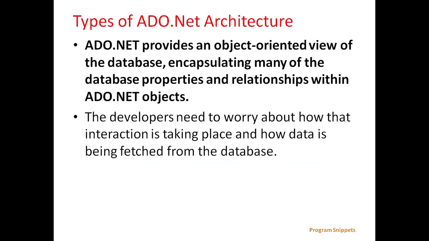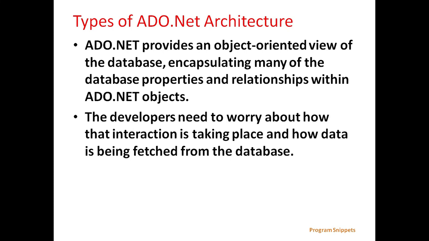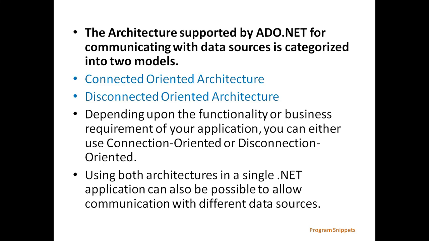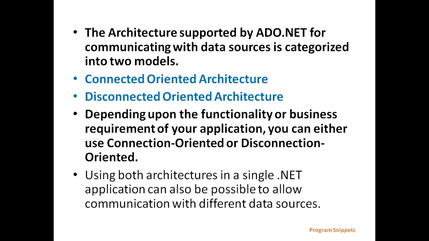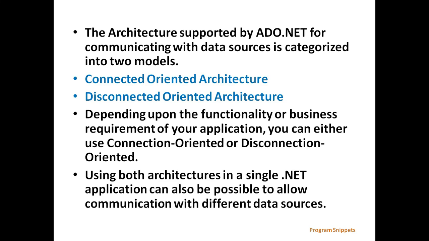ADO.NET provides an object-oriented view of the database, encapsulating many of the database properties and the relationships within the ADO.NET objects. The developers need not worry about how the interaction is taking place and how data is being fetched from the database. The architecture supported by ADO.NET for communicating with data sources is categorized into two models: connection oriented architecture and disconnected oriented architecture. Depending on the functionality or business requirement, you can use either connection oriented or disconnection oriented. Using both architectures in a single .NET application is also possible, to allow communication with different data sources.